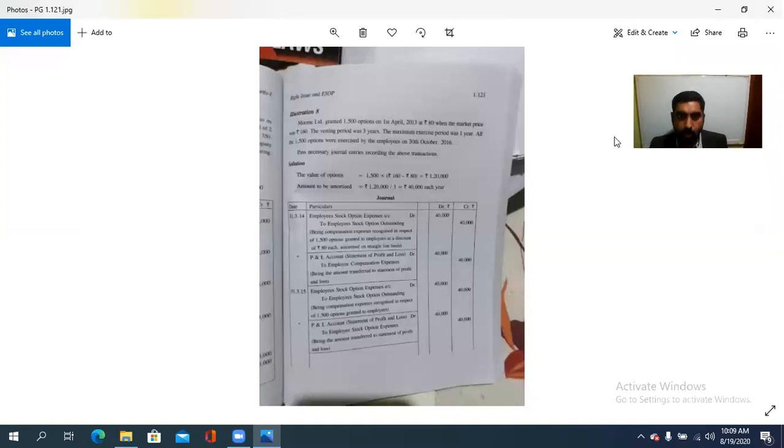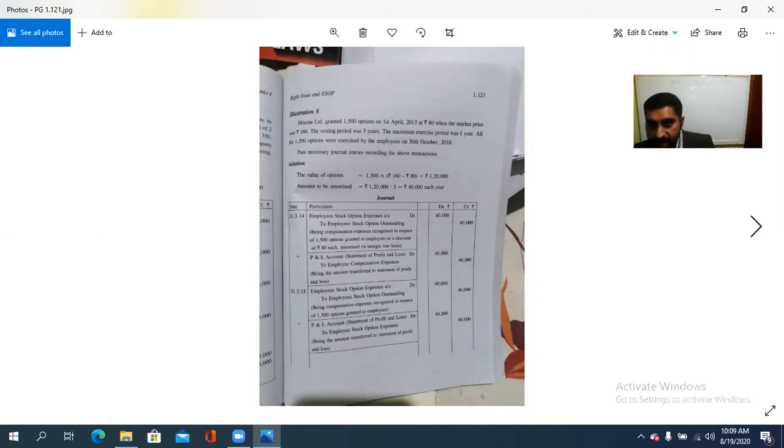Mockme Limited granted 1,500 options on 1st April 2013 at rupees 80 when the market price was 160. So, 80 is the exercise price, 160 is the market price. Options are 1,500. The vesting period was 3 years. The maximum exercise period was 1 year.